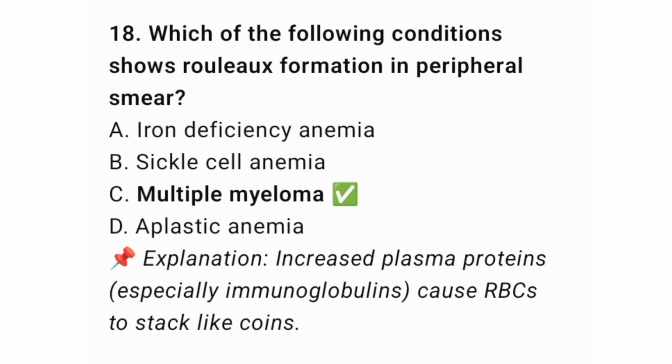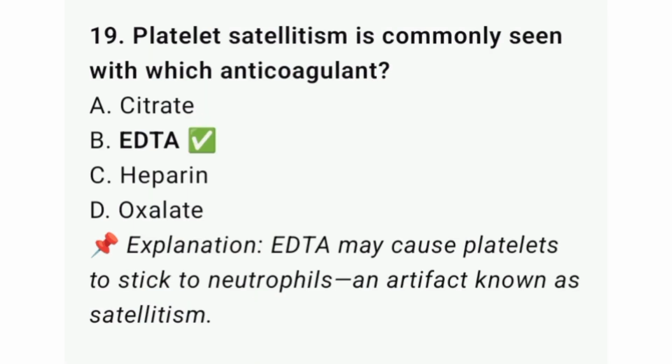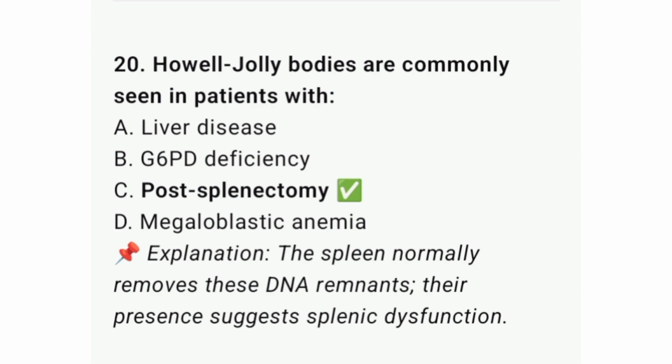Which of the following conditions shows rouleaux formation in peripheral smear? Multiple myeloma. Platelet satellitism is commonly seen with which anticoagulant? EDTA, ethylenediaminetetraacetic acid. Answer is EDTA.